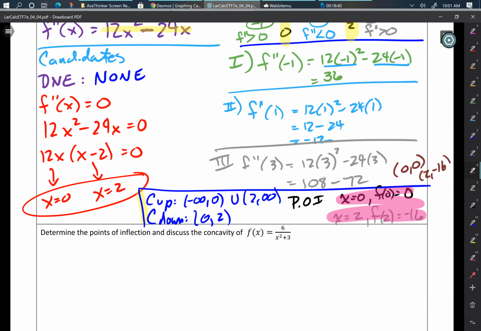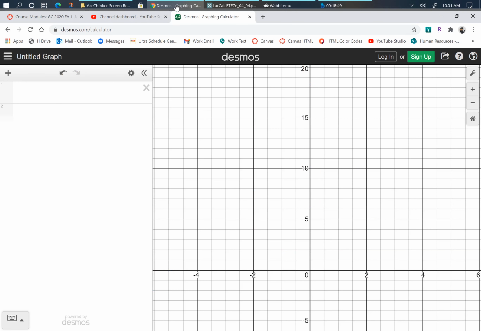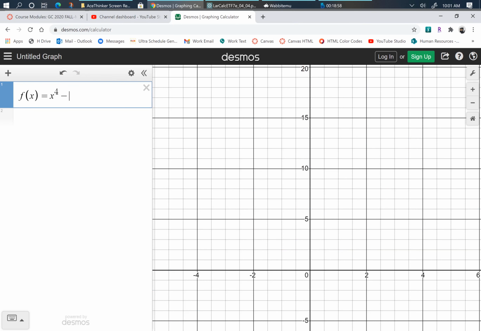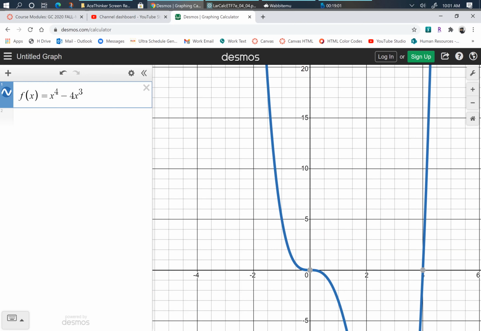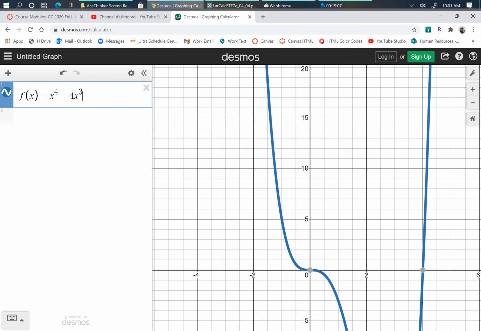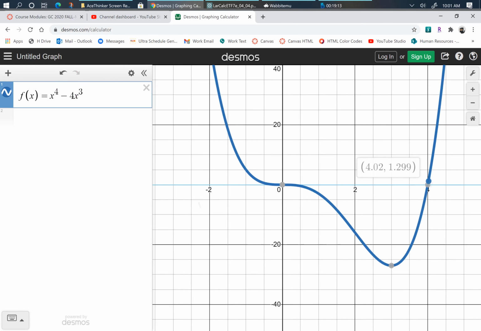Okay? Now, I feel very uncomfortable with this because it's my first one, so I'm going to take a look at the picture and see if the picture matches what we're saying here. All right, so get rid of that graph. We need the graph of f of x equals x raised to the 4th minus, was it 4x raised to the 3rd, I think? Yes. And so supposedly, I should end up with a graph that is concave up left of 0, concave down from 0 to 2, and then concave up from 2 to infinity.